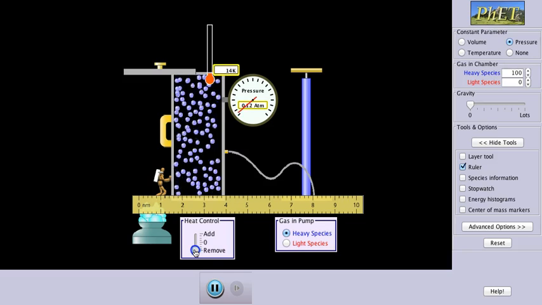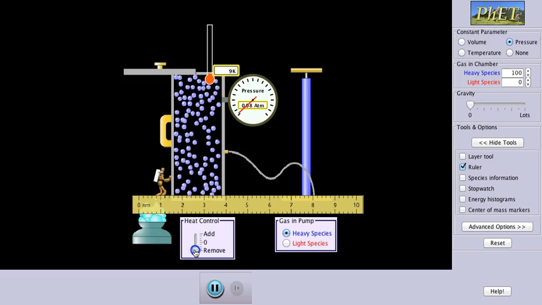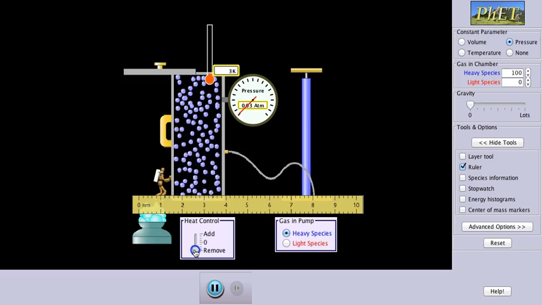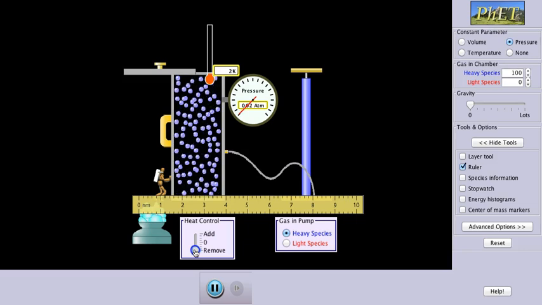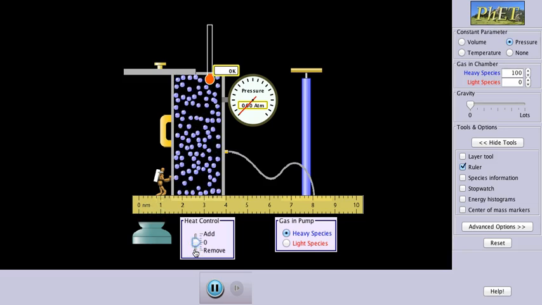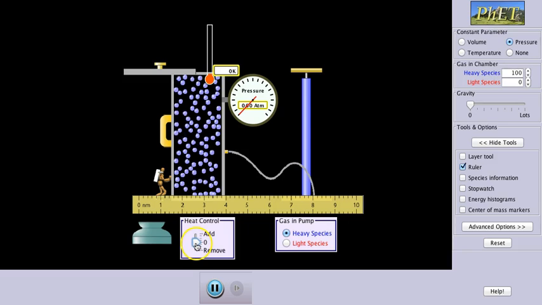Notice that as we remove heat, after a certain point the volume stops changing. This is because even though kinetic molecular theory assumes that these particles are point masses, in fact they do have a volume. We are now at absolute zero, and kinetic energy of the particles is effectively zero. Let's now add some heat.